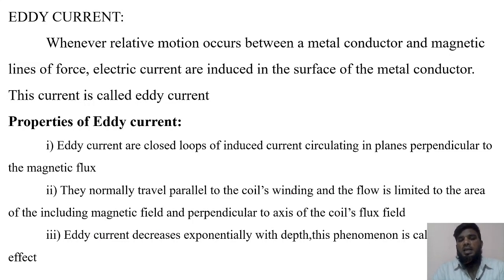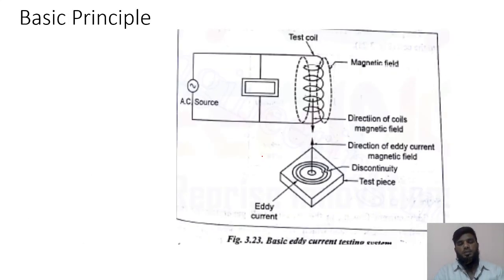Eddy current decreases exponentially with depth. When you are bringing it close and taking it away, when the current is generated at one end, at the other end it will be less, and that decrease follows an exponential ratio. That is called the skin effect. So this is the principle. What I am doing here is having a series of wires where there is a passage of AC current, and because of that AC current a magnetic field is generated. What I am trying to do is take a test object on which I have to measure the discontinuity.